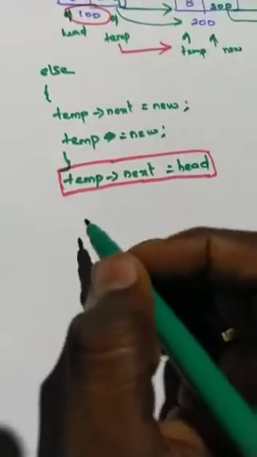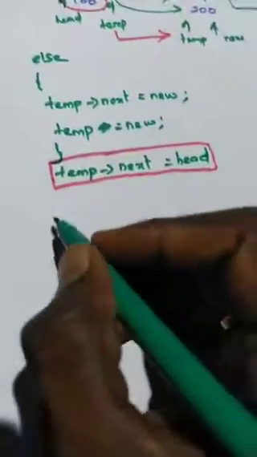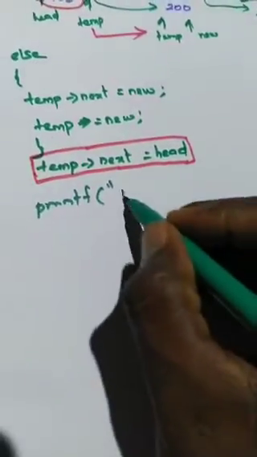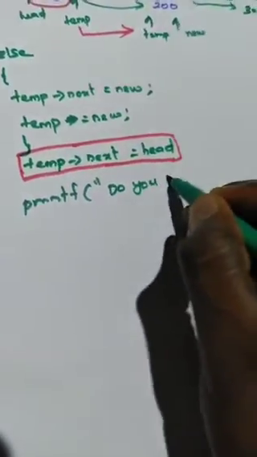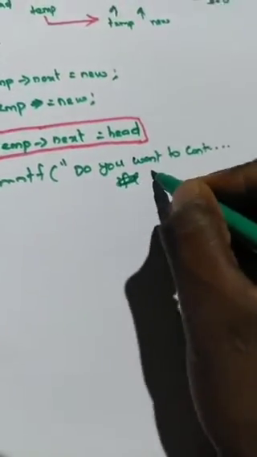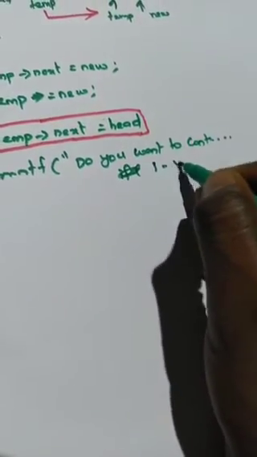Okay, so after that I can ask the user whether they want to continue inserting more data, right? So we all know that. How can we write it? printf, do you want to continue? 1 for yes and 0 for no.